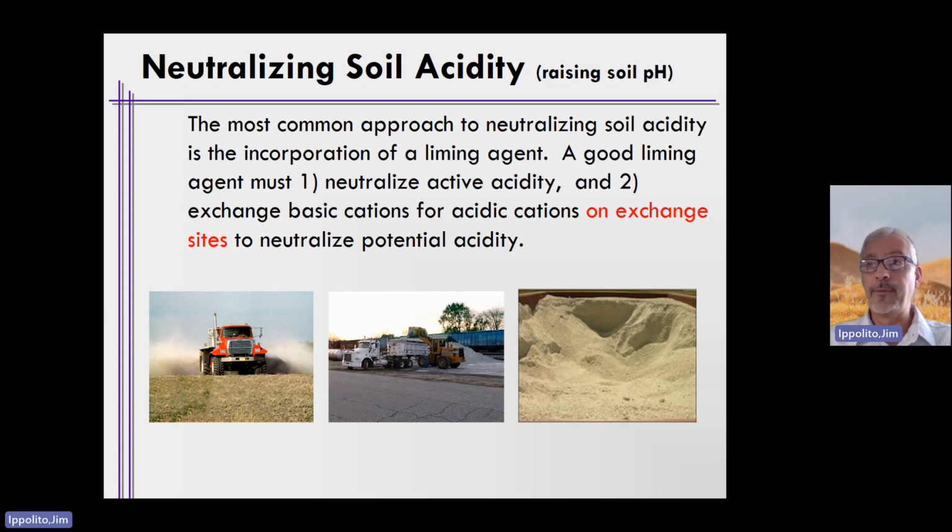There's a number of different liming sources that you can purchase that are out in the market today. They all cost different amounts. We'll talk about those in this unit as well. So neutralizing soil acidity, it's that simple. It's a two-step approach. It looks simple on paper. We're going to walk you through how to actually calculate this in this unit.